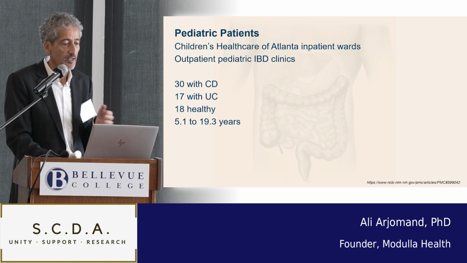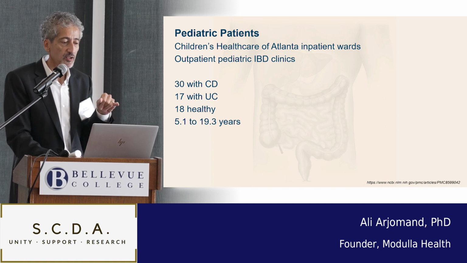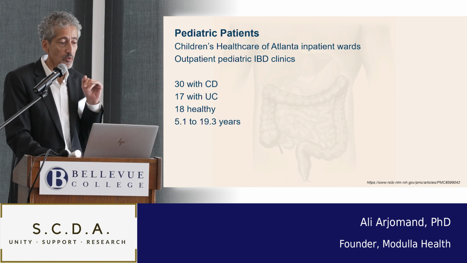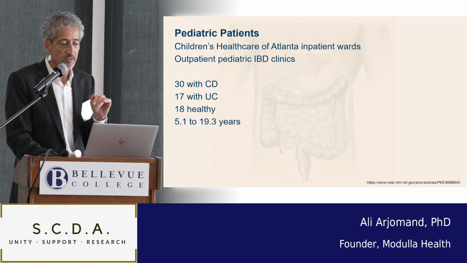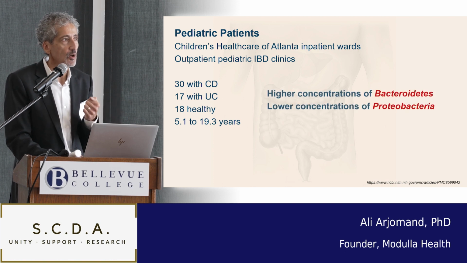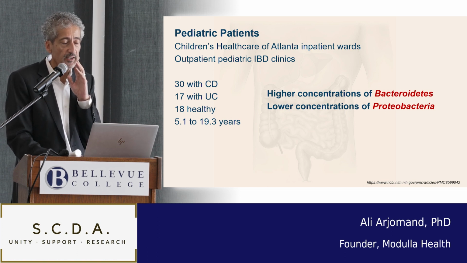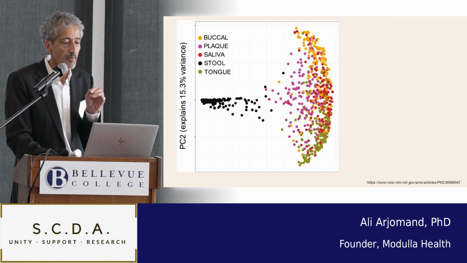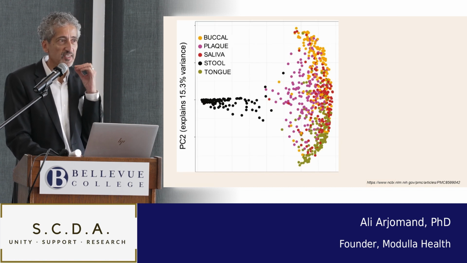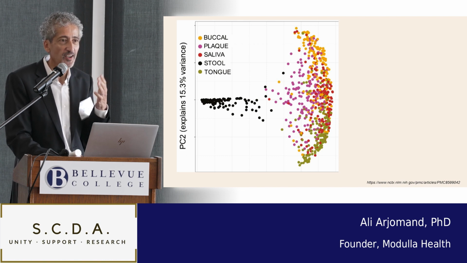In pediatrics, these are children, I don't know if you know about this, but Children's Healthcare of Atlanta, inpatient wards and outpatient pediatric clinics were enrolled in the study. 30 had Crohn's disease, 17 had ulcerative colitis, 18 were healthy, ranging from 5 to 19 years old. And they discovered that there were higher concentrations of Bacteroides and lower concentrations of Proteobacteria in general. And then when you rank them in different parts of the mouth, they actually sampled from the back of the mouth, the front of the mouth, the saliva, the tongue, and the stool.